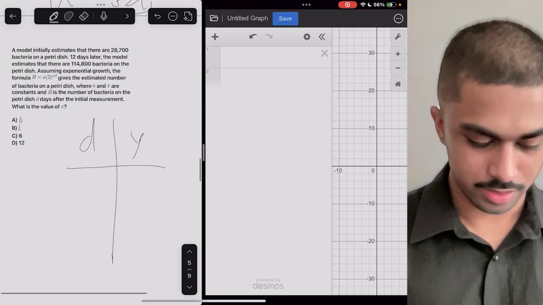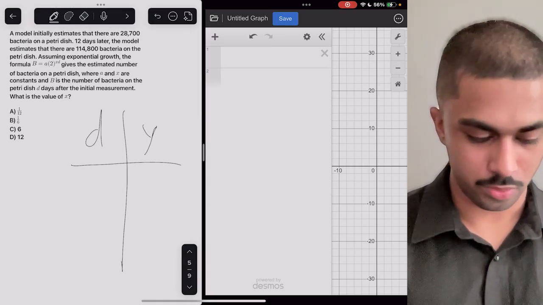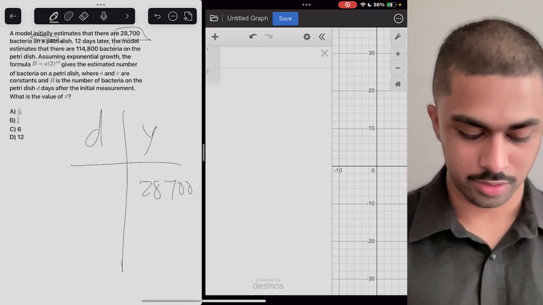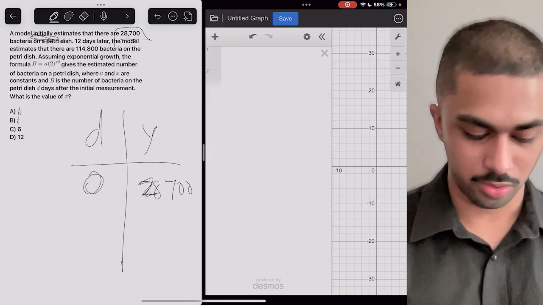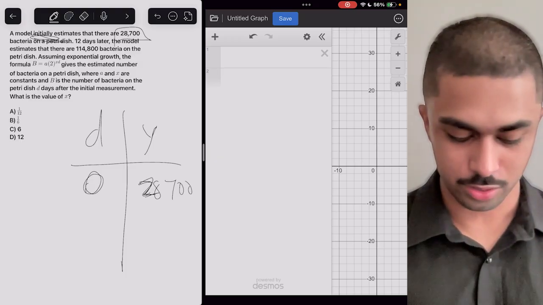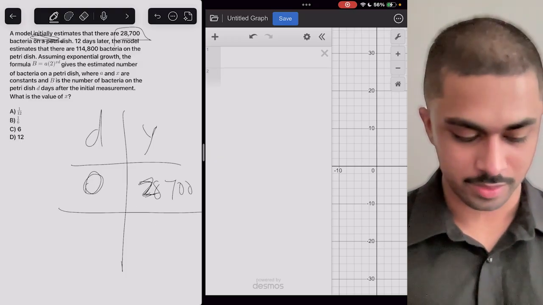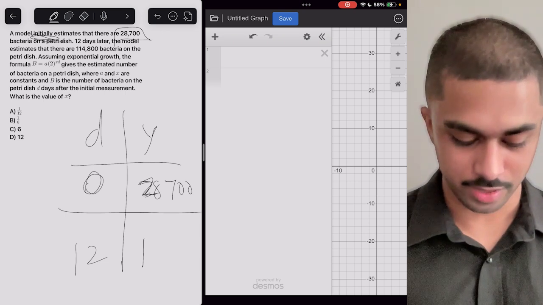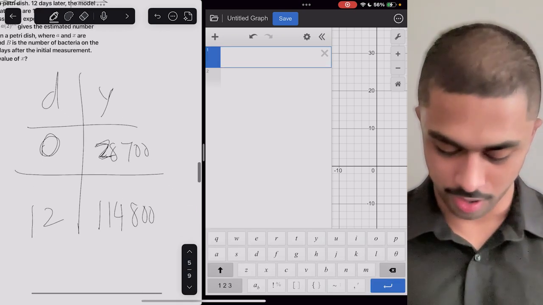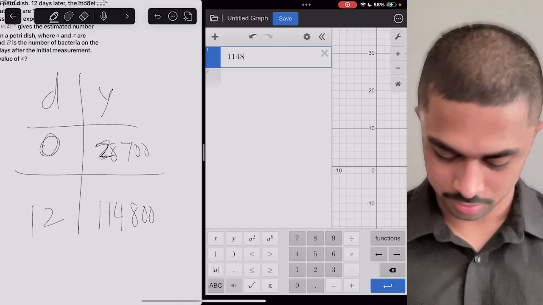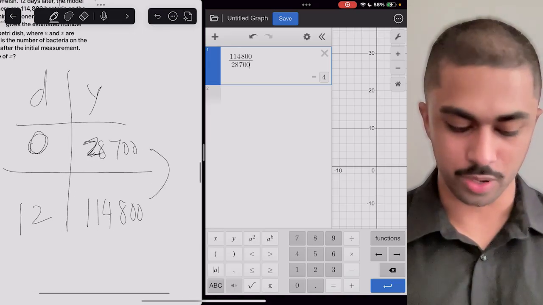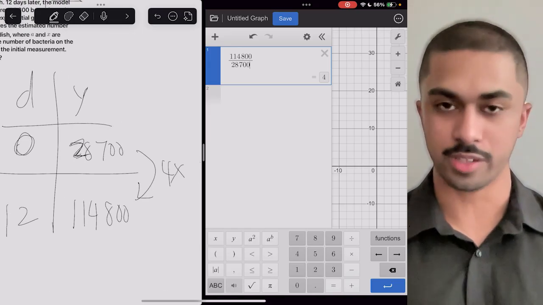So if we plug in what we have, it initially estimates that there are 28,700. So at day zero, because that's the initial estimate, that's the starting point, you had this much bacteria in the petri dish. 12 days later, it was 114,800. And if we divide 114,800 by 28,700, we actually get 4. So in the 12 days, it increased 4 times.